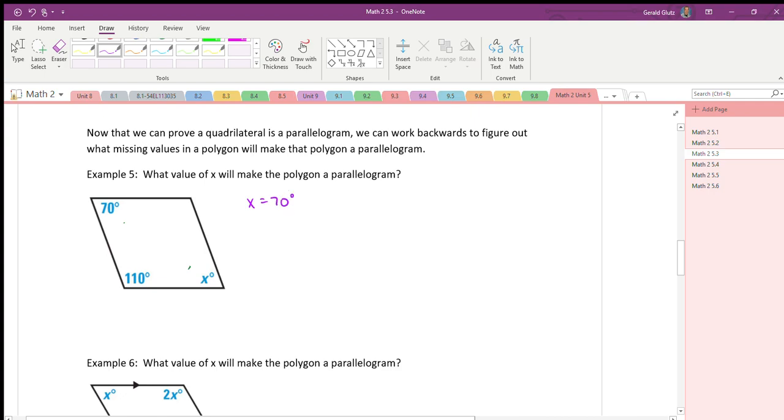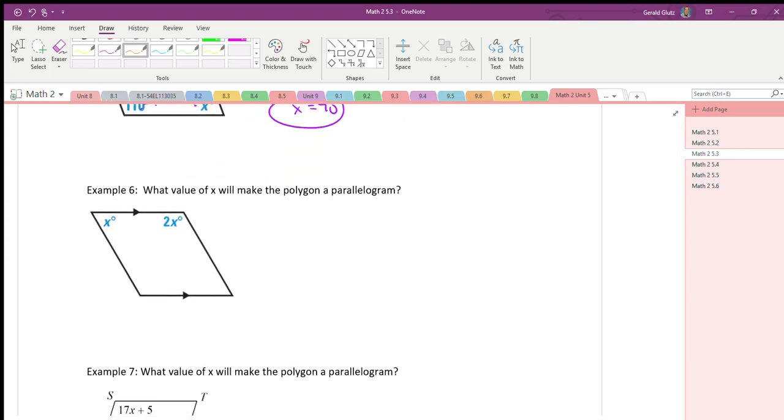One more thing that I haven't mentioned yet that we also can use, and we're going to have to use on the next example: consecutive sides, or sides that are adjacent, so consecutive sides, not opposite sides, those have to be supplementary. So if I added x plus 110, that would have to equal 180 to make this a parallelogram. So subtract 110 on both sides, so x equals 70. So notice we get the same answer no matter which way we do it. But that's two different ways we can figure out if it's a parallelogram.